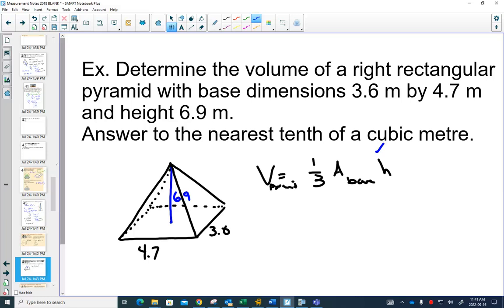Do we have the area of the base? Did they tell us that? No. So, first thing we need to find is the area of the base. How do we do that? It's a rectangle, area of a rectangle, length times width. So 4.7 times 3.8. Go to our calculator.